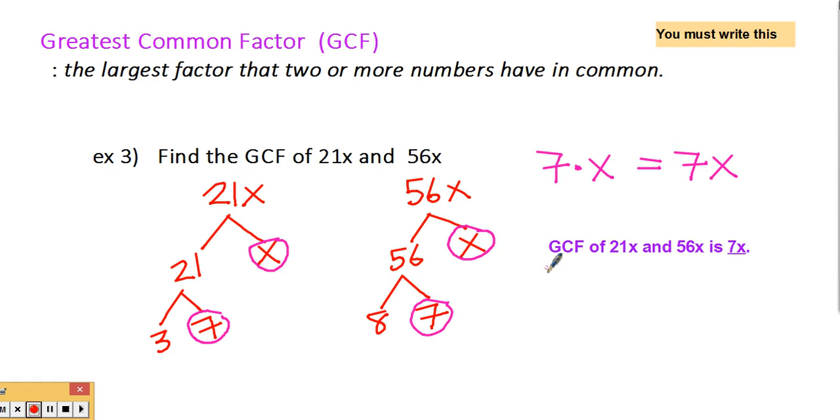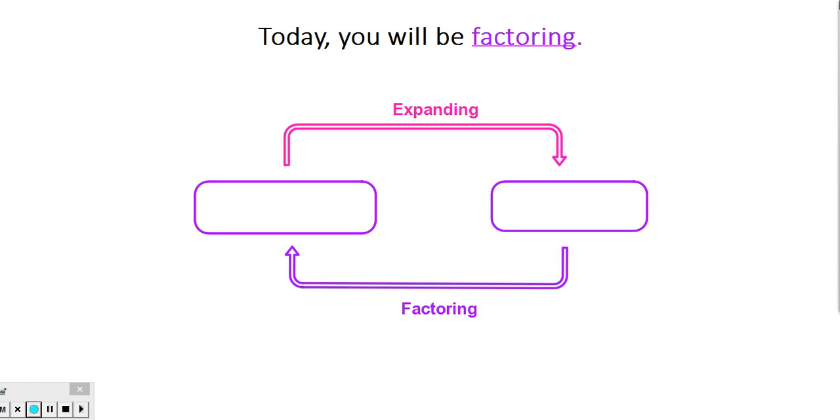So for your answer, the greatest common factor of 21x and 56x is 7x. It's not 7 and x. They're not separate. You have to multiply them. Okay? Okay, so this is a diagram that I want to show you.